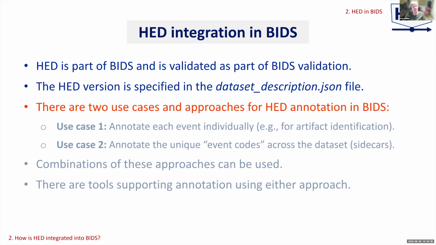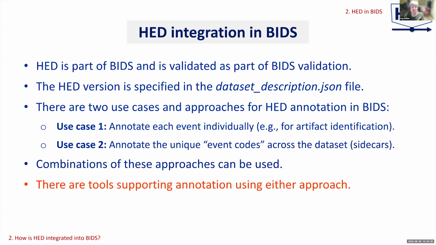And there are two ways you can annotate using HED in BIDS datasets. One of the cases is you annotate each event individually. And this is good for things like artifact identification and signal features. But a more usual way of annotating is to annotate the unique event codes, which are common across the data set. A typical experiment may use 20 or maybe 100 event codes, but there are likely thousands of events. So there's a big difference between annotating individual events and annotating event codes. And you can use combinations of these. And there are tools to support annotation regardless of how you approach it.